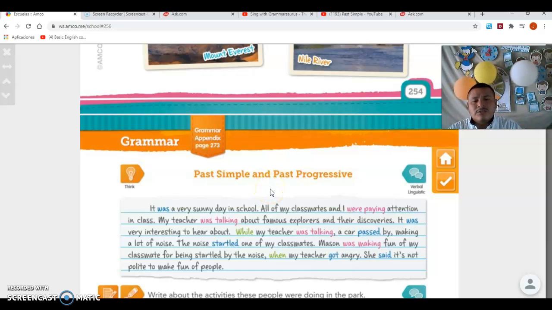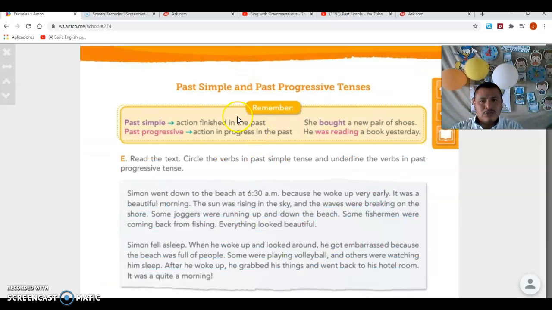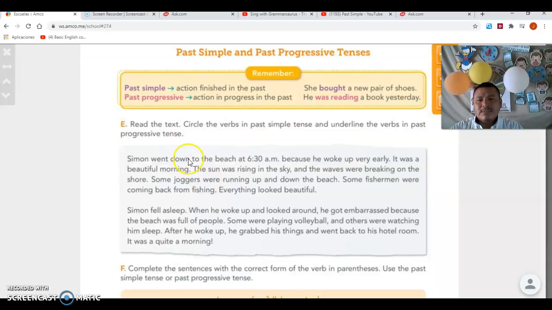273. So let's take a look. It is about past simple and past progressive also. It says past simple and past progressive tenses. And let's see what we need to do on here. It says read the text, circle the verbs in past simple tense, and underline the verbs in past progressive tense.